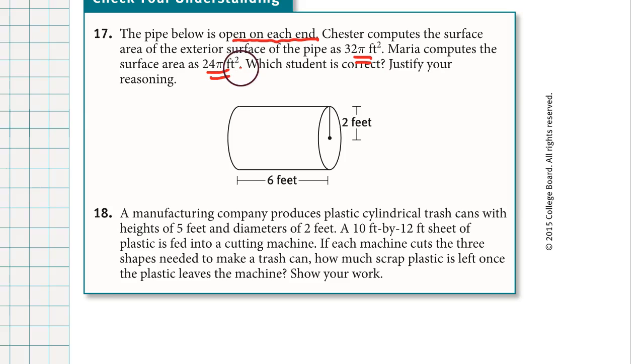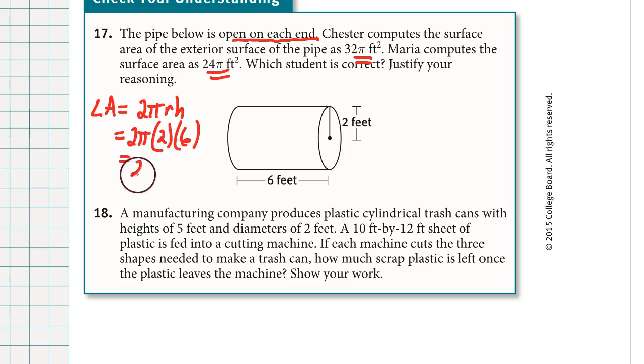Which student is correct? So we want to find the lateral area of the pipe, not the total surface area, because there are no circle bases this time. The formula was 2 pi r h. Let's fill in our values. For r, fill in 2. For h, fill in 6. 2 times 2 is 4 times 6 is 24 pi square feet. This means that it was Maria who was correct.